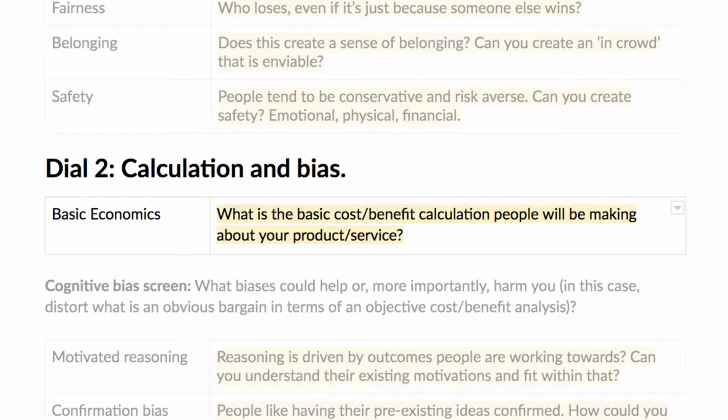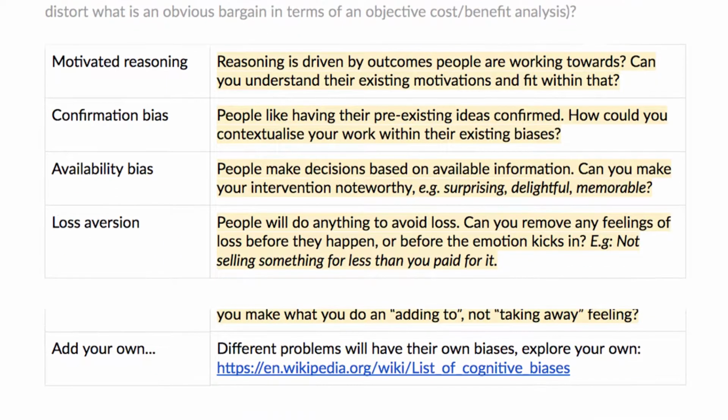And we're going to look at the basic calculation people will make when they're thinking about buying or using something. And then we'll look at some of the biases that might stop them from adopting it. If you have a working understanding of at least some of the major cognitive biases, you can predict some of the goofy things that people will do. And that's really useful.